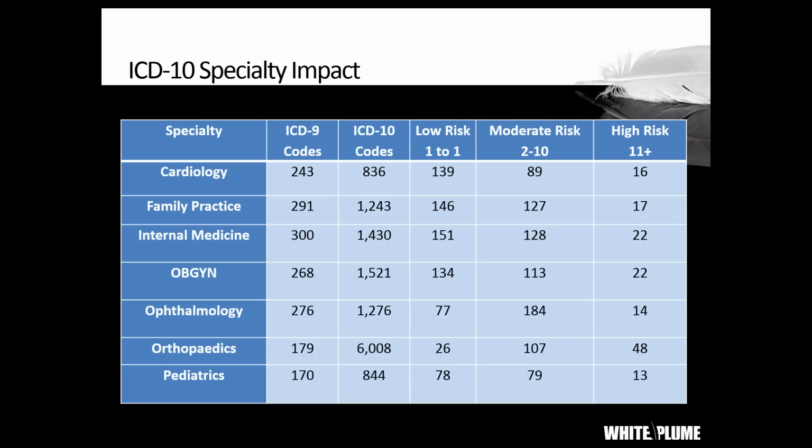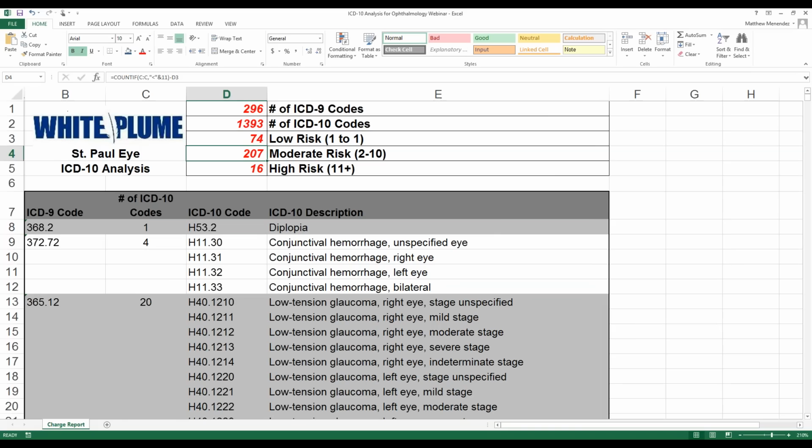Okay? So when you look at this, it's a good place to start, and what we recommend is doing this conversion analysis if you have not already. And let me show you just a quick sample of what that looks like. This is one that we did for a client of ours, and you can see up at the top the numbers in red is that summary data that we saw on the previous slide. But it goes further than that. If you look down towards the middle of the screen, you'll see where you start to get the line-by-line detail. So look at 368.2, diplopia. One code in ICD-9, you can see that's one code in ICD-10, and it also shows you the new code and the new description, H53.2, diplopia. That's one of the easy ones, right?